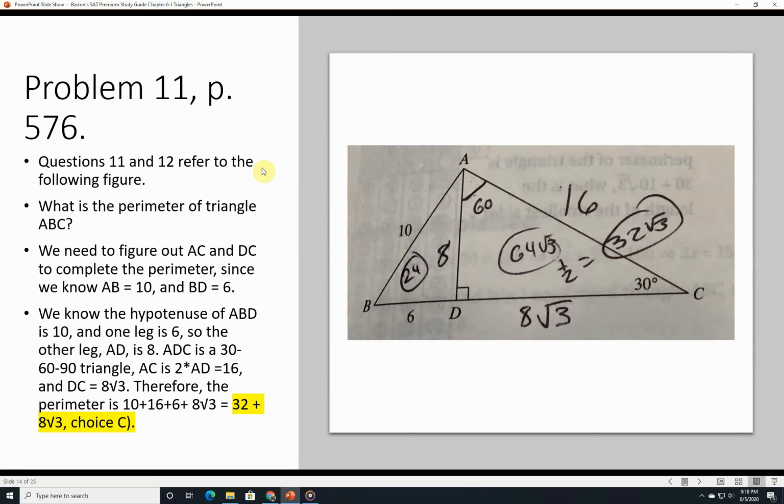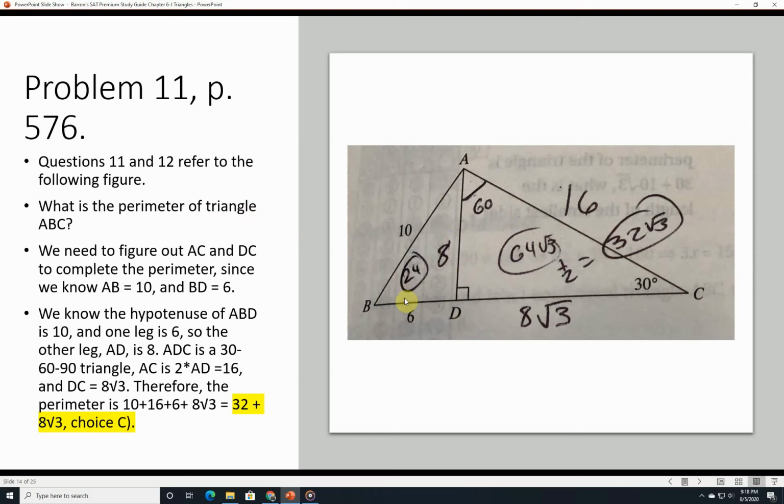So problem 11. Questions 11 and 12 refer to the following figure, the figure that I've taken a picture of here. You can see I already scrawled my notes all over it, so you can pretend that anything that's obviously written in pen doesn't exist if you want. Anyway, what is the perimeter of triangle ABC? Well, we know one side is 10, we know part of it is 6, but we don't know this and we don't know that.